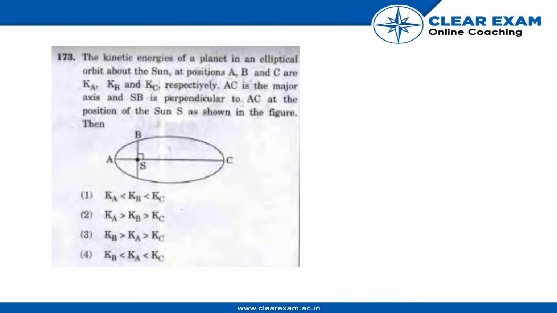So, according to Kepler's law, dA by dt is constant, and T square is directly proportional to r cube.